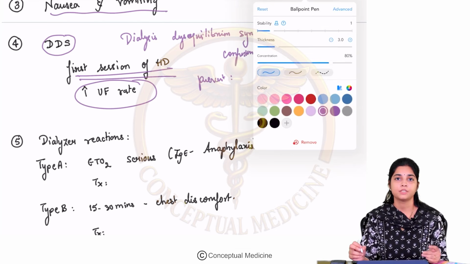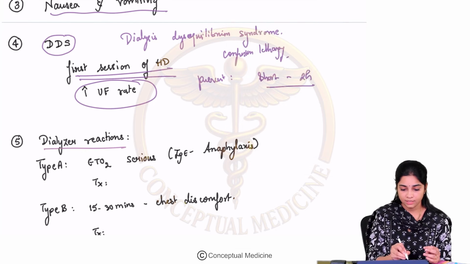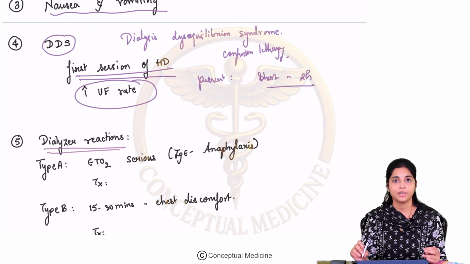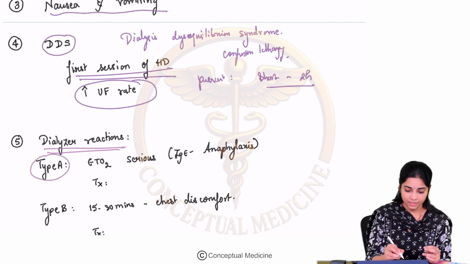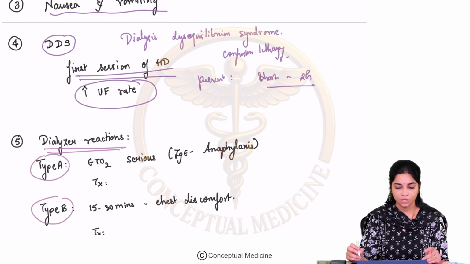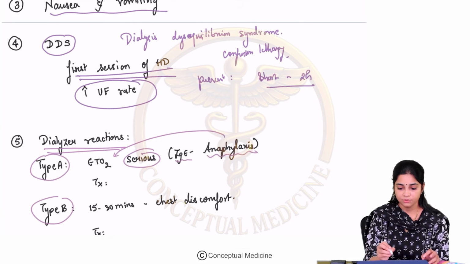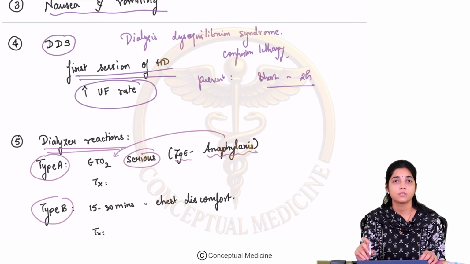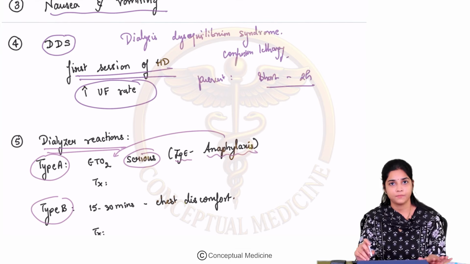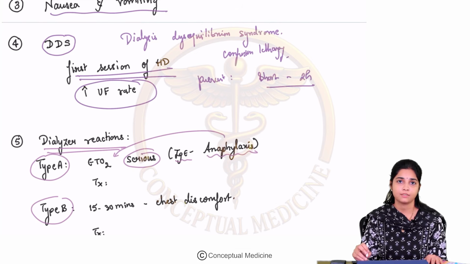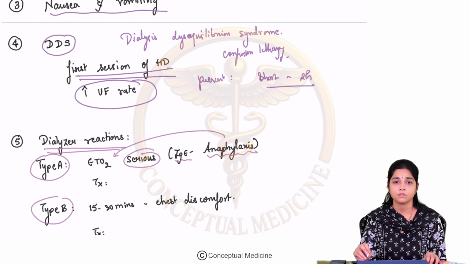The next complication that you should be aware of is dialyzer reactions. Dialyzer reactions can be classified into 2 types, type A and type B. Type A is a serious type of dialyzer reaction where there is an IgE mediated anaphylaxis to ethylene oxide. Ethylene oxide is used in the disinfection of these dialysis machines. So sometimes patients can have an IgE mediated anaphylaxis to that, and it is a very serious complication.